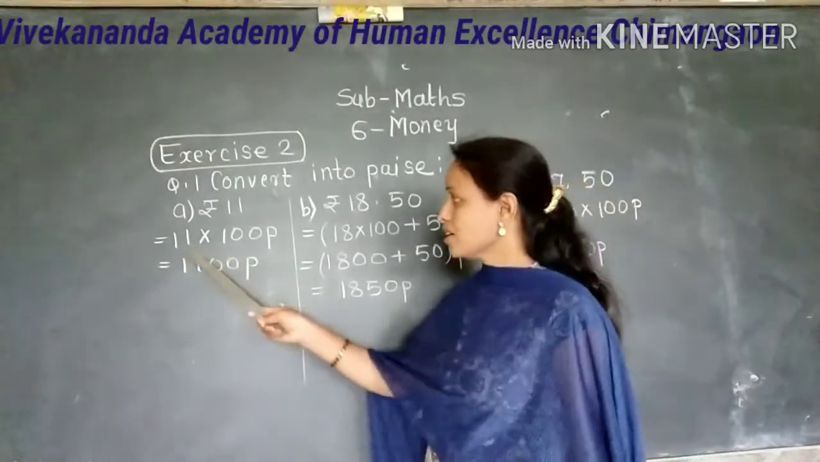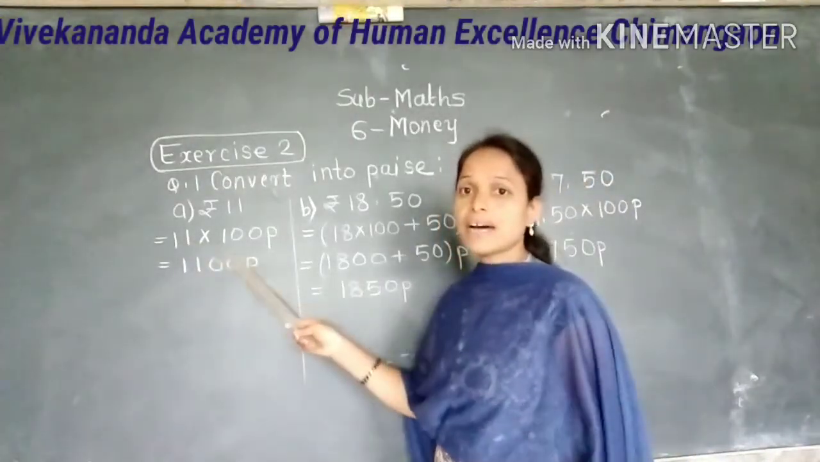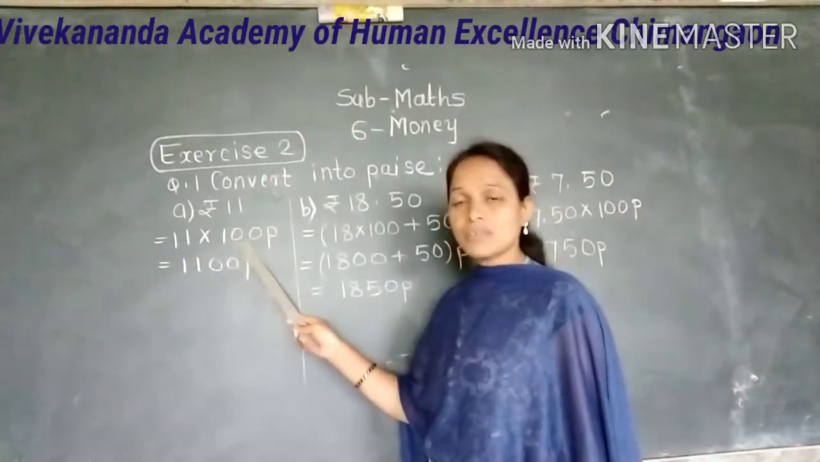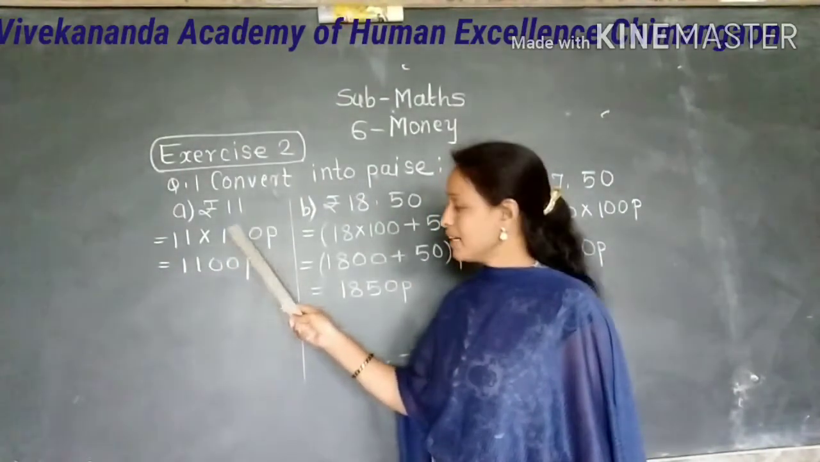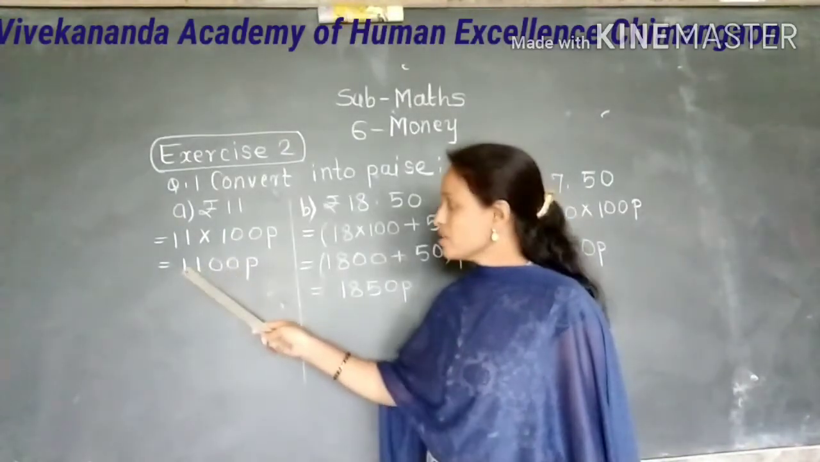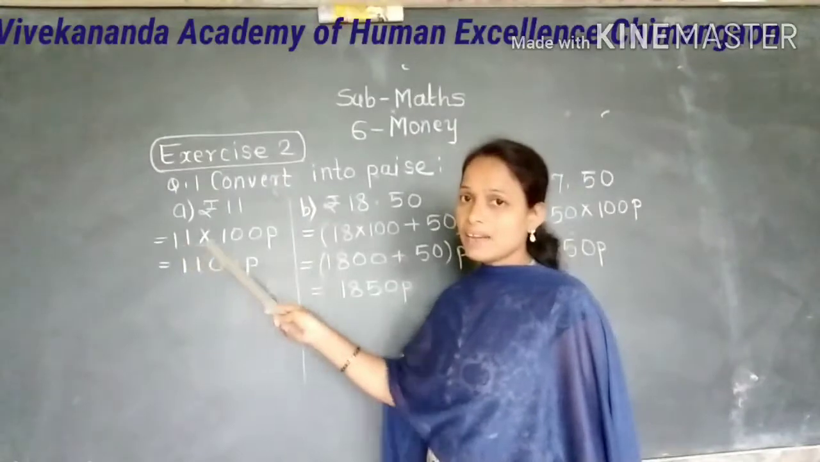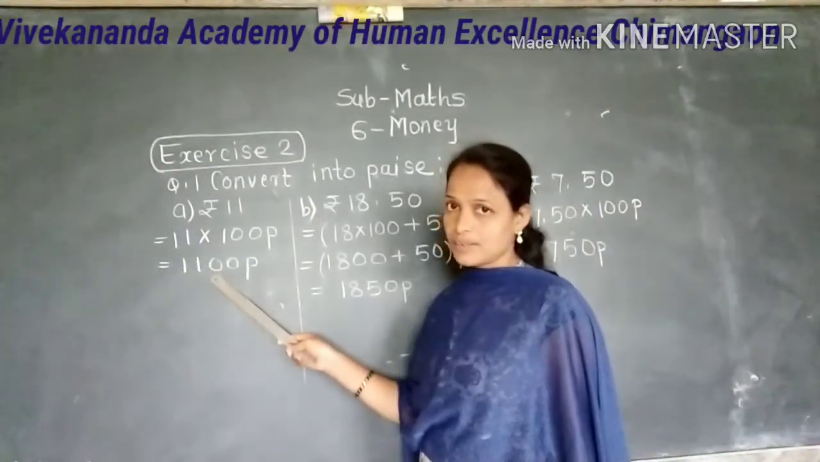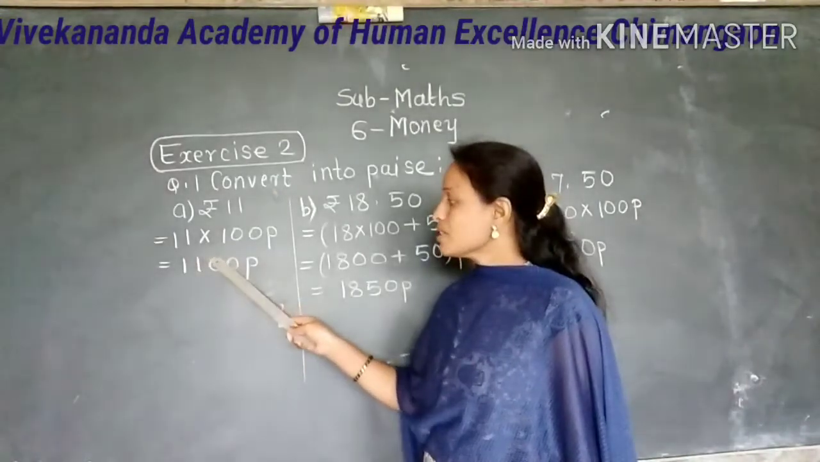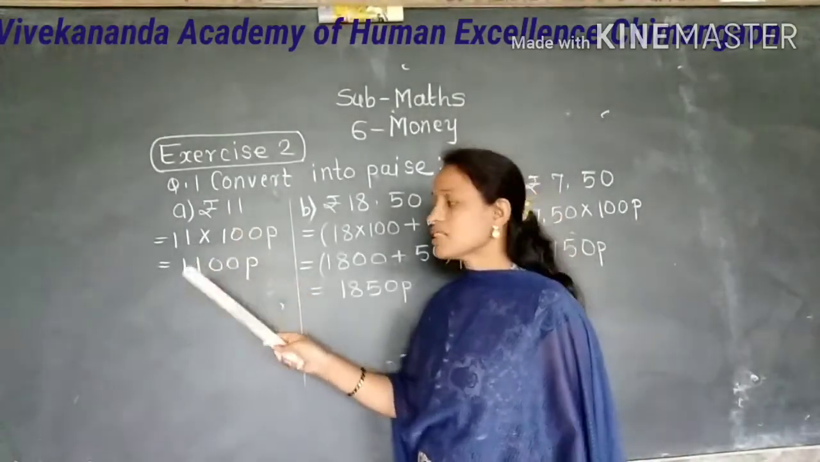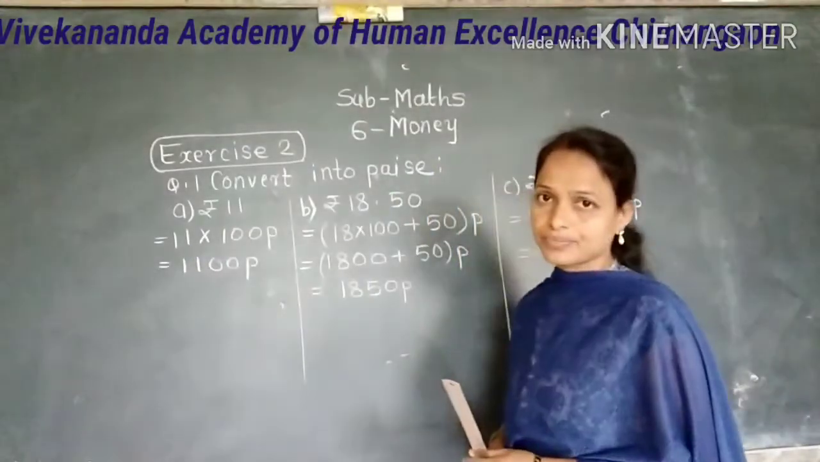So here we multiply 11 by 100 paise. You have learned that when you multiply any number by 100, write the number and put 2 zeros to the right of the number. So here we multiply 11 by 100 and get 1,100. So 11 rupees is converted into 1,100 paise.